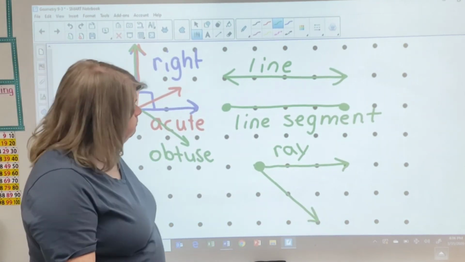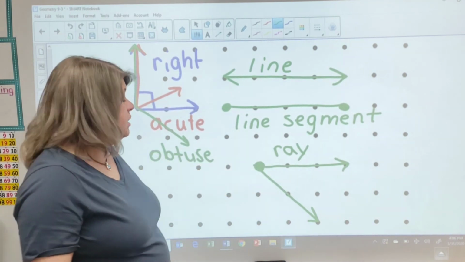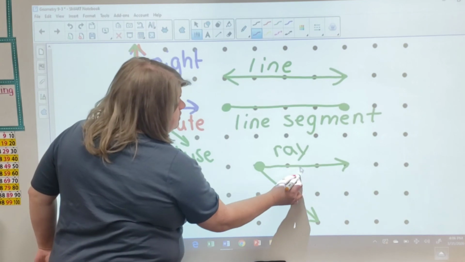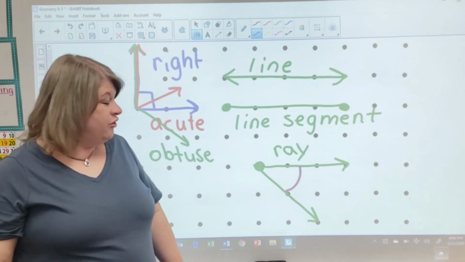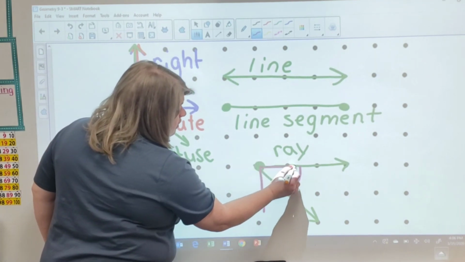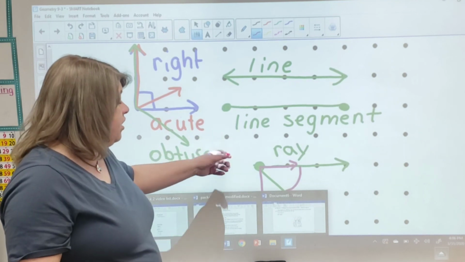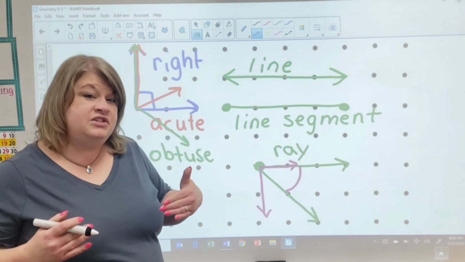Excuse me, allergies. It goes in another direction, and those are rays. What we get on the inside of this is an angle. If this angle is less than the right angle, we say it is acute. That's how we make our angles, by putting rays together.